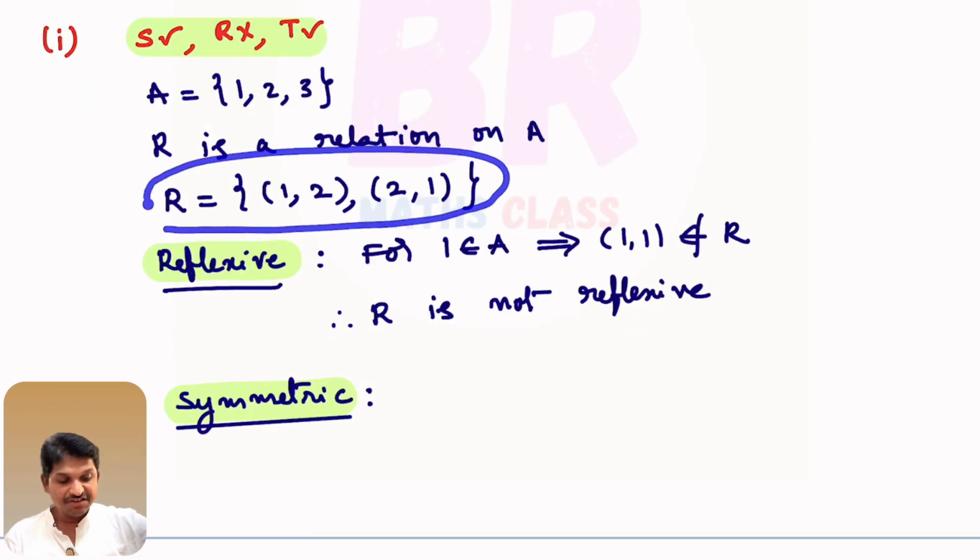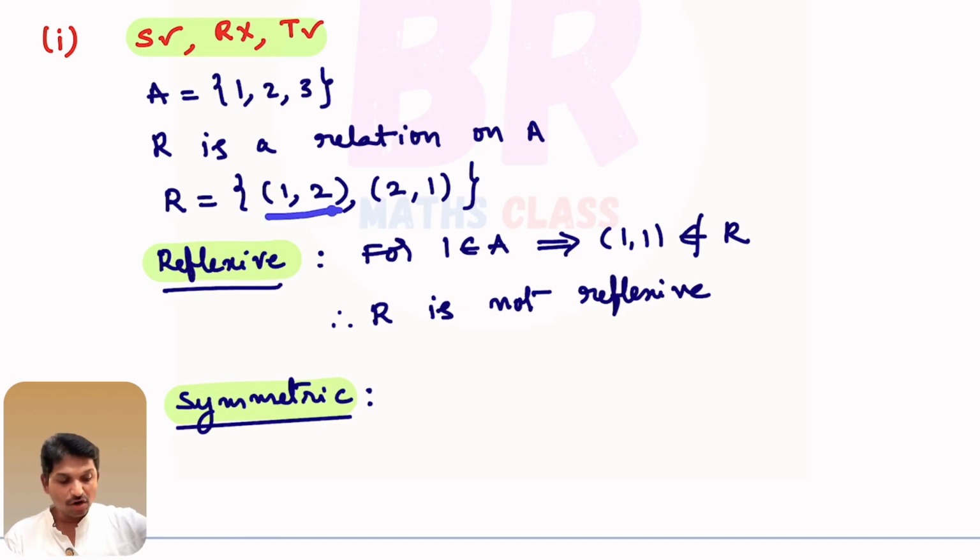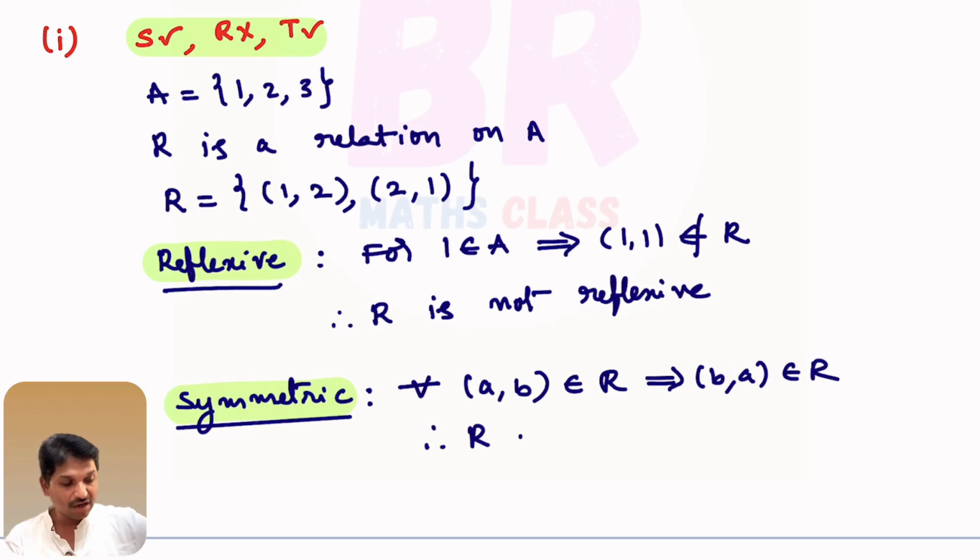Now, is this relation symmetric? You need to check like this. You take the ordered pair (1, 2). For this ordered pair (1, 2), does (2, 1) exist in this relation? Yes, (2, 1) exists in this relation. For the ordered pair (2, 1), does the ordered pair (1, 2) exist in this relation? Yes, it exists. That means for every (a, b) in the relation, (b, a) exists in the relation. How do you write this in the board exam? You need to write like this: for every ordered pair (a, b) belongs to R implies (b, a) belongs to R. Therefore, R is symmetric. I hope you understand.